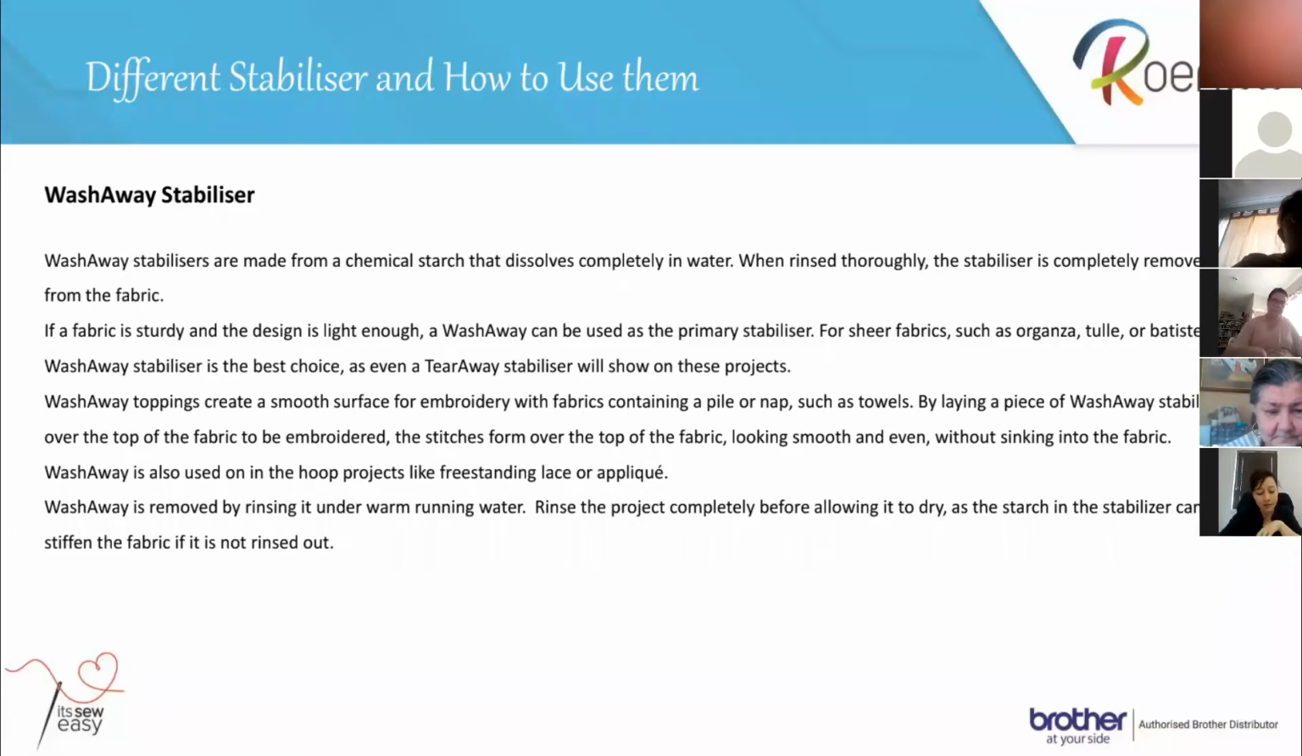And this is a fabric that creates a smooth surface on the top. So this is not a stabilizer that you'd use at the bottom. This is mostly a stabilizer that's used on the top over your fabric. And the Avalon is mostly used on fabrics, fibers that have a pile or a nap, such as towels. So this is a stabilizer that you would use over the top. And this would help the stitches from sinking into the fabric and disappearing into the pile of a towel.